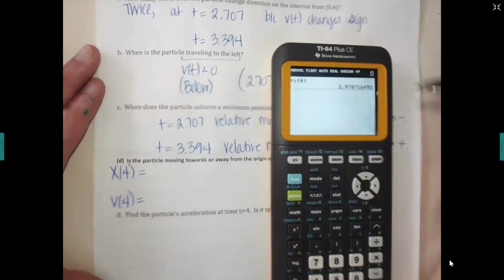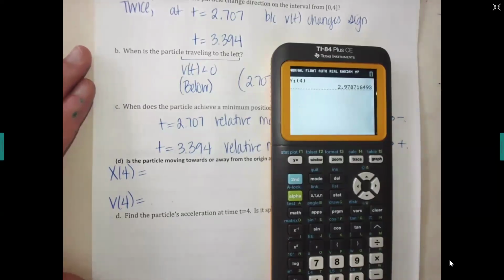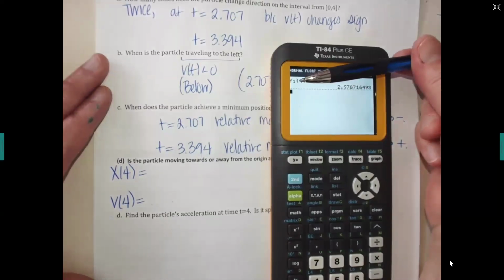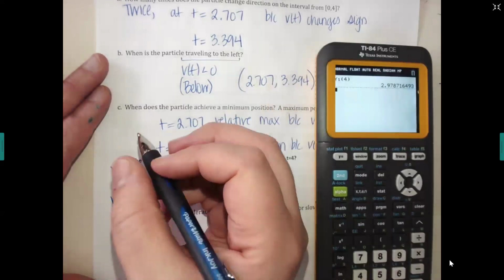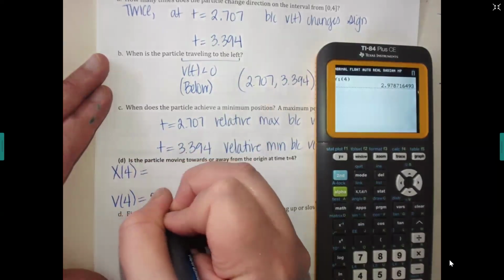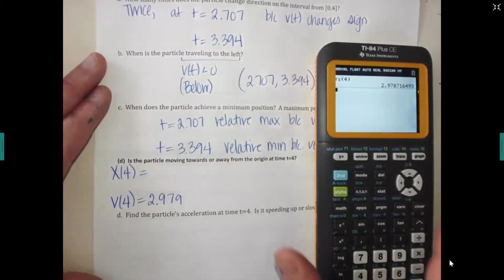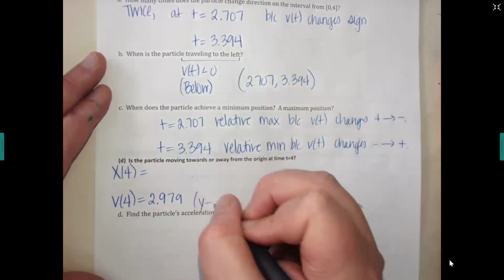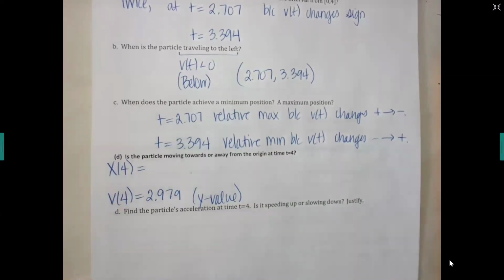Okay. Now, why would I need you to know this way? Because your table only lists whole numbers. So if you wanted the velocity, let's say at 3.6, that's not going to show up in your table, but you could do y1 at 3.6. So go ahead and write down 2.978, which is going to round to 2.979. And then I'm going to put next to that, that's the Y value on this graph. You can find it in the table, or you could find it using alpha trace Y1.